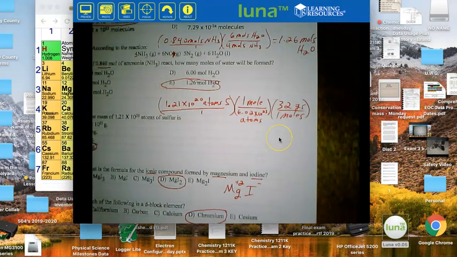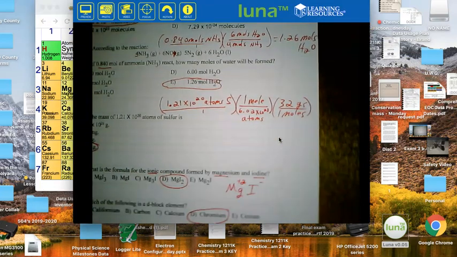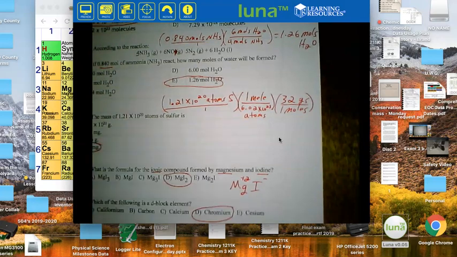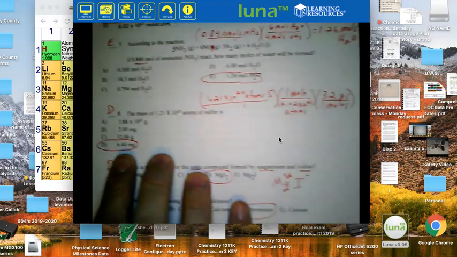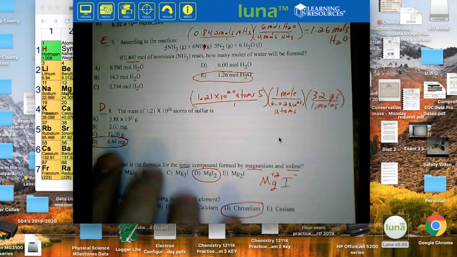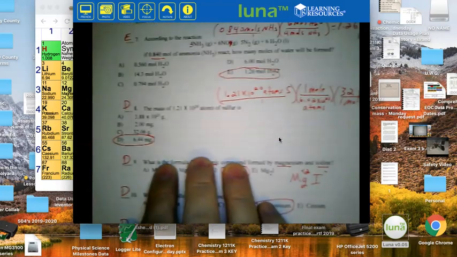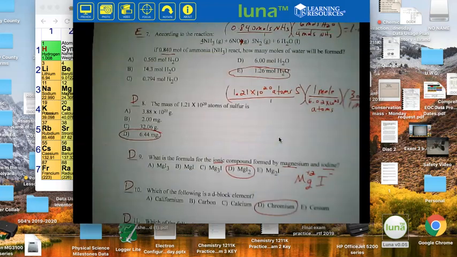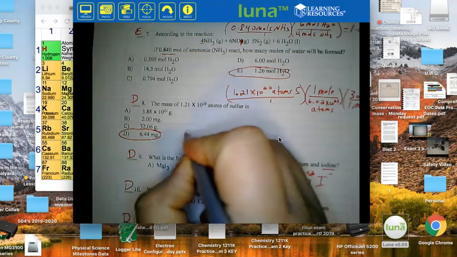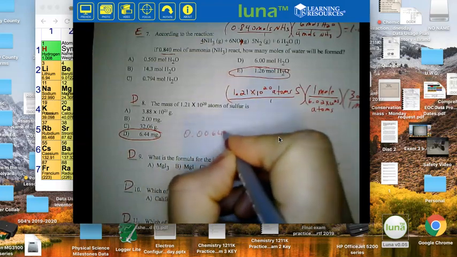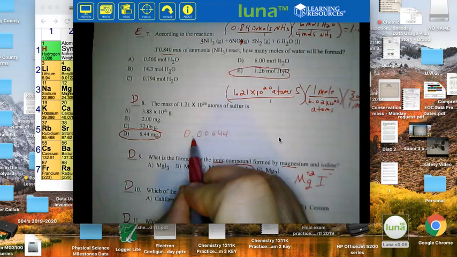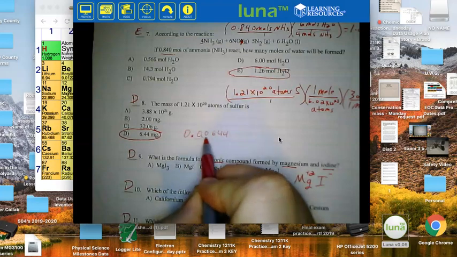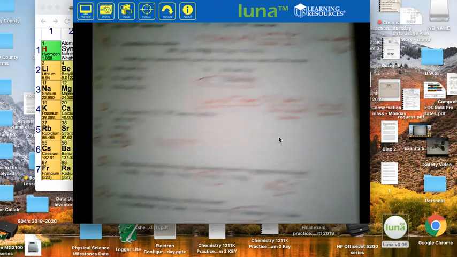Then we do the math, and in our calculator we're getting grams, because our units here are grams per mole. So moles cancels out, atoms cancels out. You're left with grams of sulfur, and that's not an answer choice on your calculator, so you're going to have to move it. It's going to be 0.00644, and so you move the decimal place over 1, 2, 3 places to the right to get milligrams.